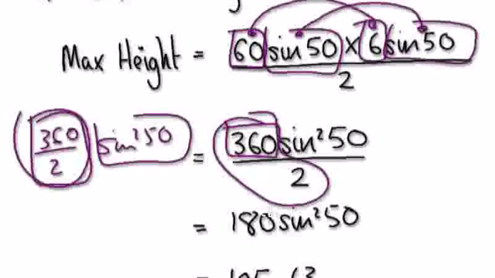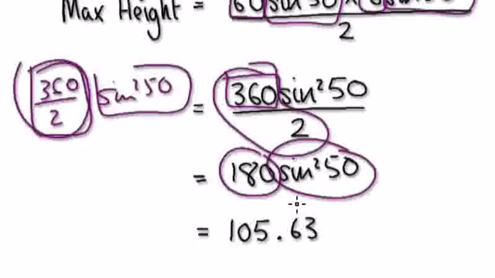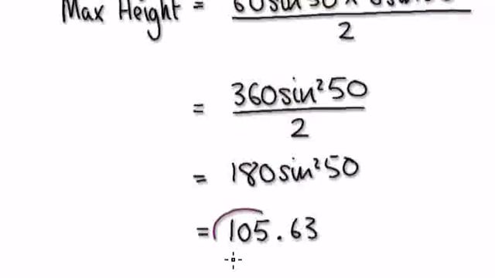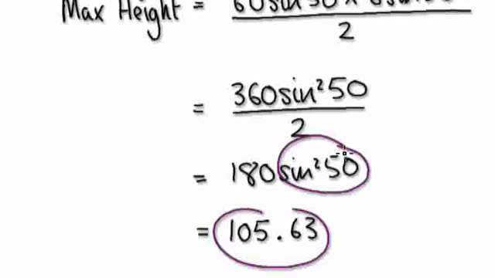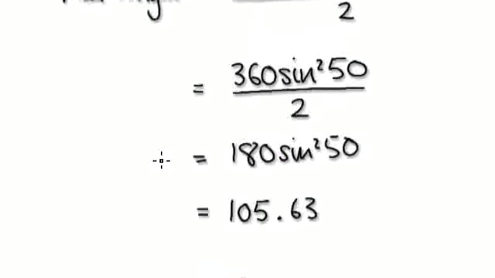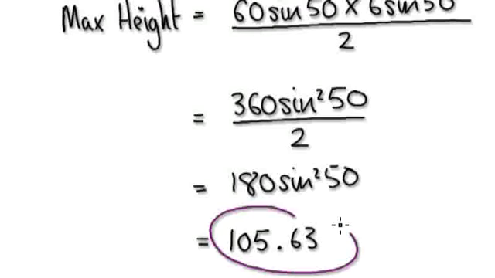So this thing here is 180 times this thing here. Punch it into your calculator, and it will give you this. Remember, to do this in your calculator, just work out sine 50 first, maybe press equal, and then square the answer. Okay, so this thing here represents the actual maximum height in meters.